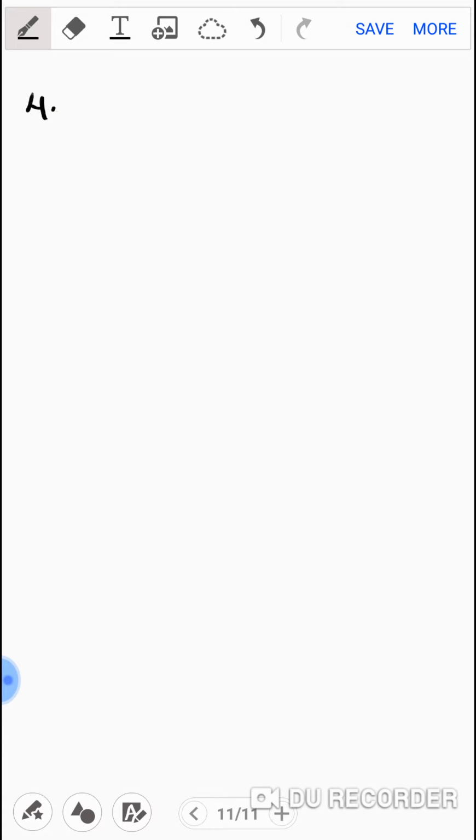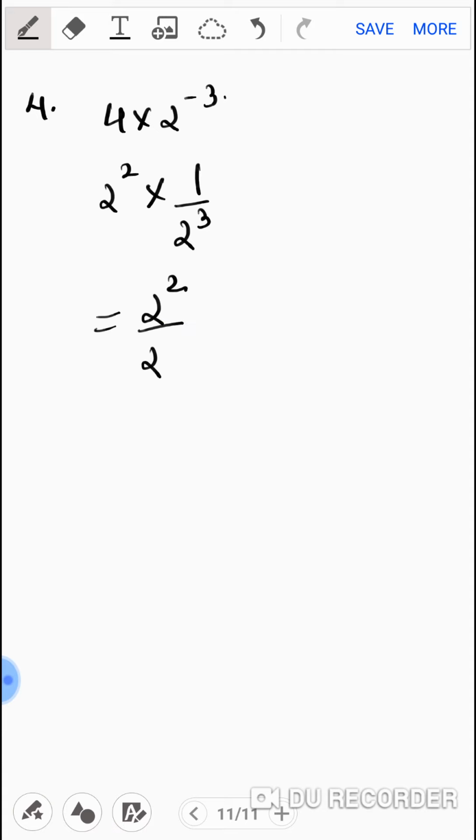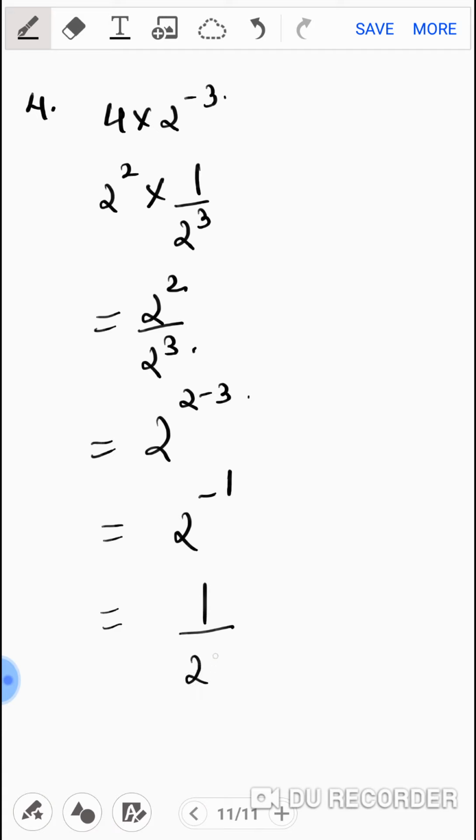I'll jump on to problem number 4. It says 4 into 2 raised to minus 3. My dear kids, can I write 4 as 2 raised to 2? And 2 exponent minus 3, can I make it like this? So that will be 2 raised to 2 upon 2 raised to 3. And whenever there is division, what do you have to do? Subtraction. So the answer will be 2 raised to minus 1. Shall I put it into positive form? So 2 raised to 1. So the answer is 1 upon 2. Clear?